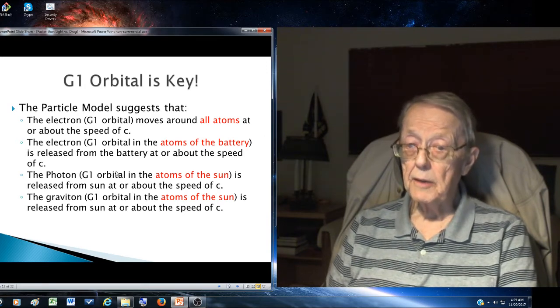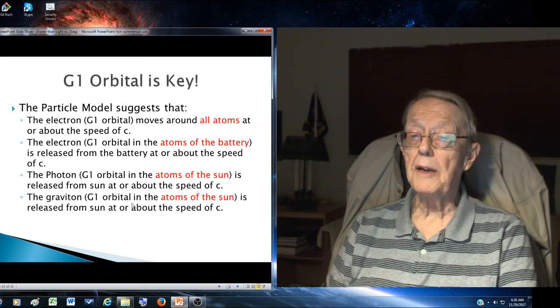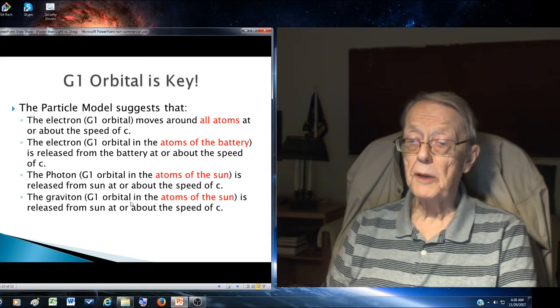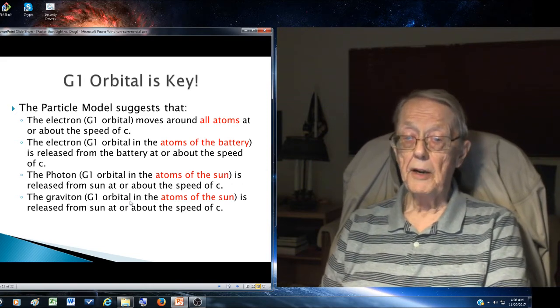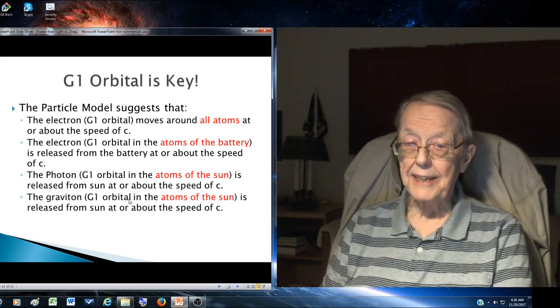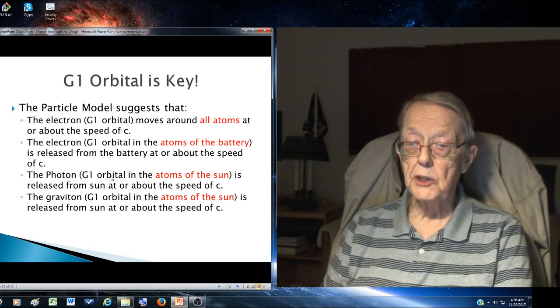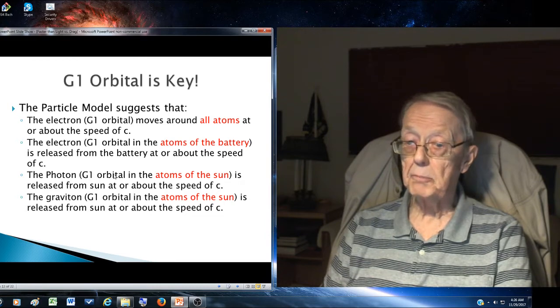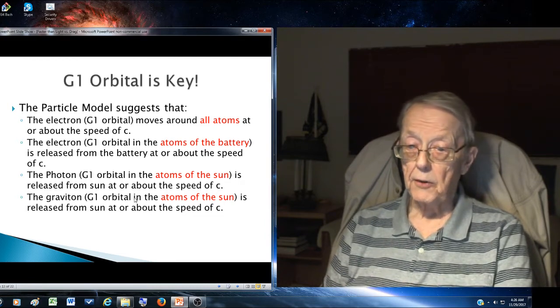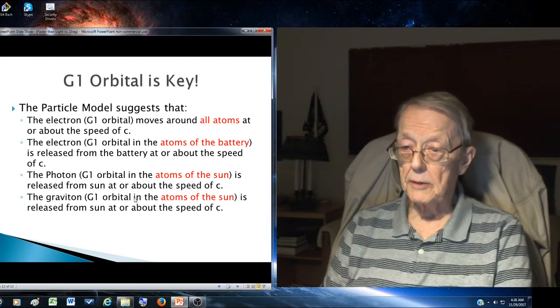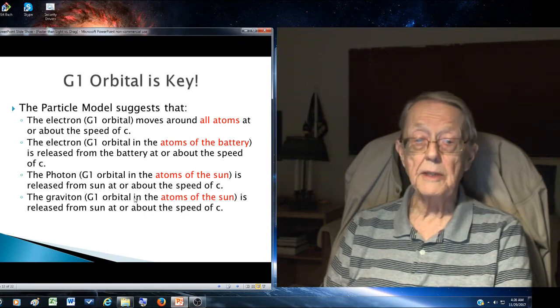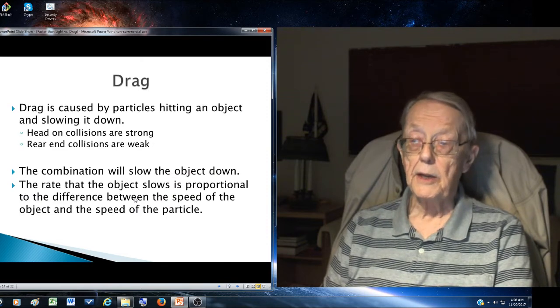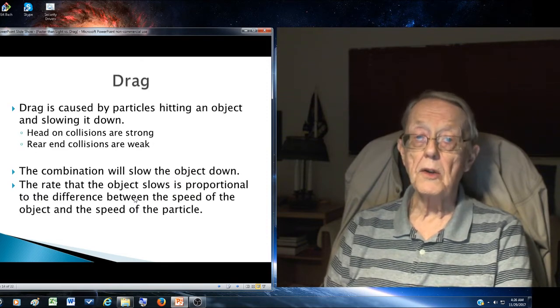The difference between the particle model of light and the particle model of gravity is one of the very first rather informal presentations I gave, which stated that light is the organization of the G1 particle as a stream of particles with a repetitive pattern, whereas with gravity, the particles are random and moving in all directions and do not have this organization. The orbital is the key to all of this.